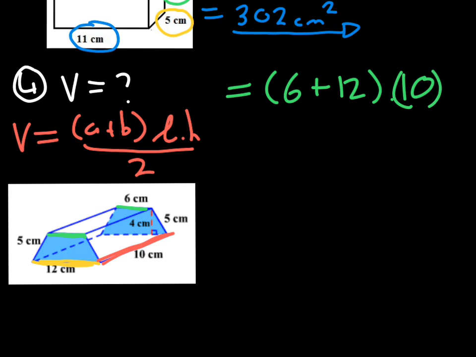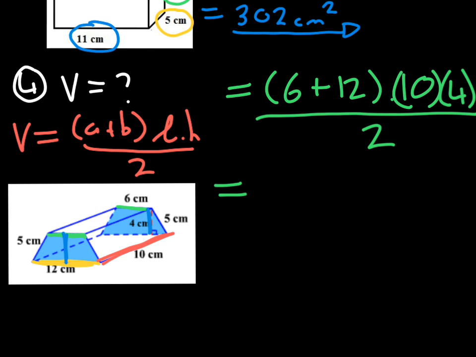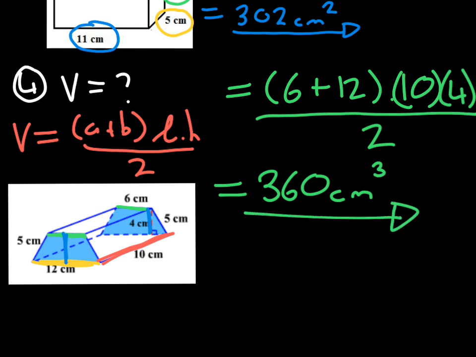And lastly, we need to find the height. The height refers to the height of a trapezoid, which we are told is equal to 4. So we can multiply all of this by 4. And remember, it is all over 2. Now we can type this into our calculator, and we will get that this equals 360. Remember, we are working in centimeters. Because we are trying to find volume, it is centimeters cubed. And that is our answer for question number 4.